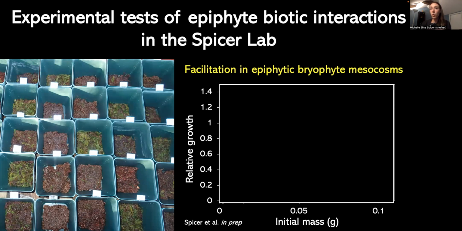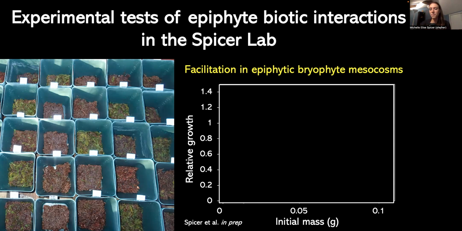So all I'm going to show you is one data slide here. On the x-axis, we see initial mass, and basically all that means is as you're going across that x-axis, you get a higher amount of epiphytes. So then the relative growth is a metric of performance. If you have a positive slope, that means the more epiphytes you get together, if they're increasing per capita, if they're increasing their performance, it means that they're helping each other out. That's facilitation.